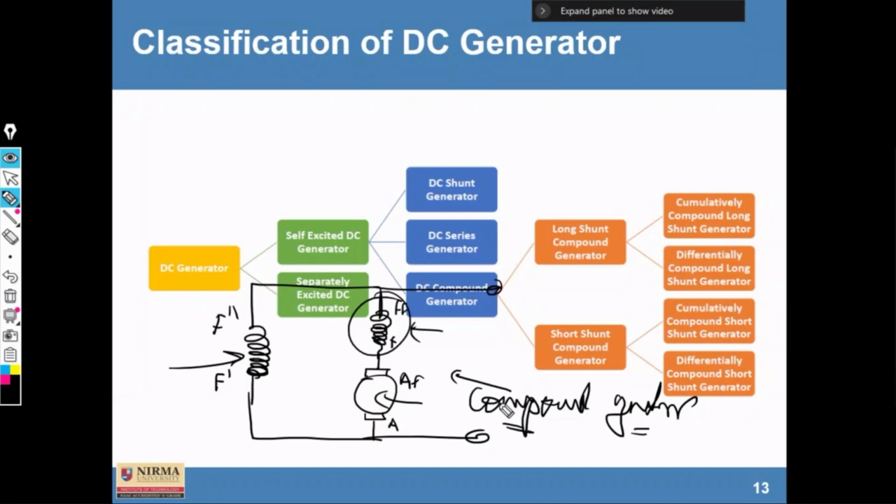Anything else you would like to ask? Because there is some construction work going on, it would be difficult for me to continue. So next Wednesday, which is the last lecture of the semester, we are going to discuss the classification of DC motors in detail.